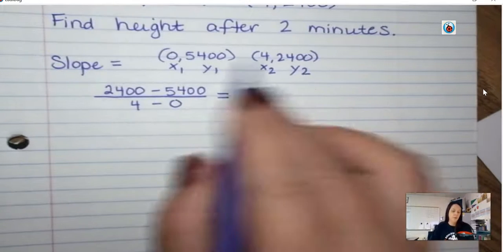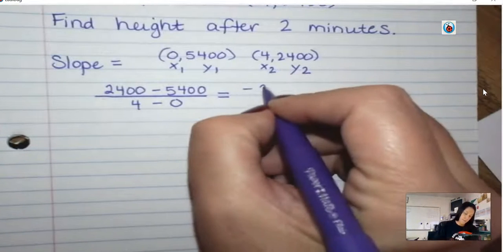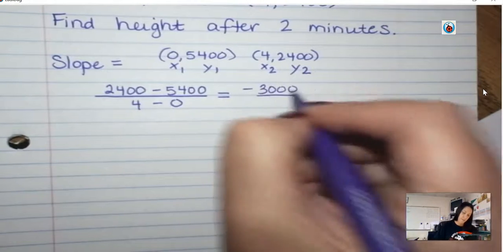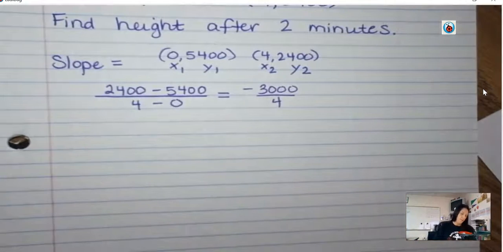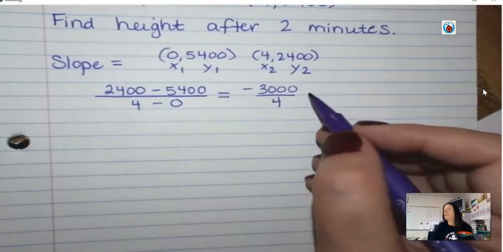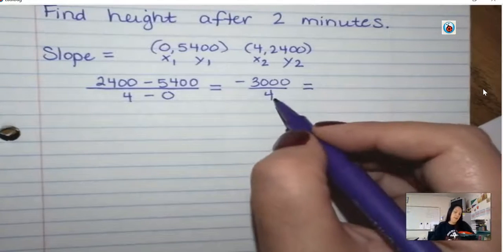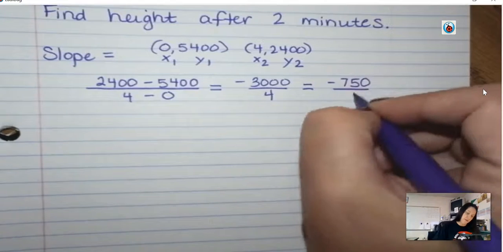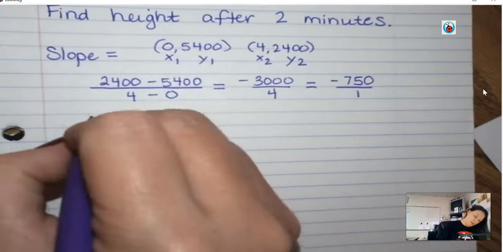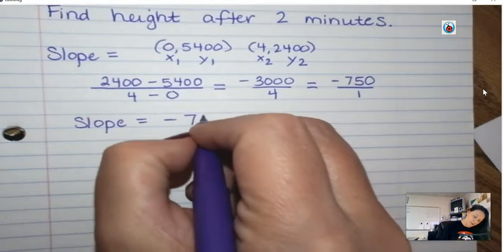So do 2,400 minus 5,400, and then 4 minus 0. This reduces more. You always have to reduce all the way down. 3,000 divided by 4, that works out perfectly to be negative 750 over 1. So that means I know the slope. The slope is negative 750.